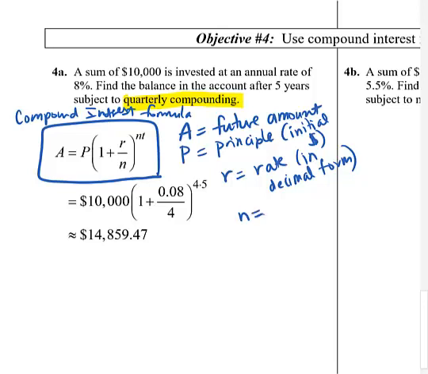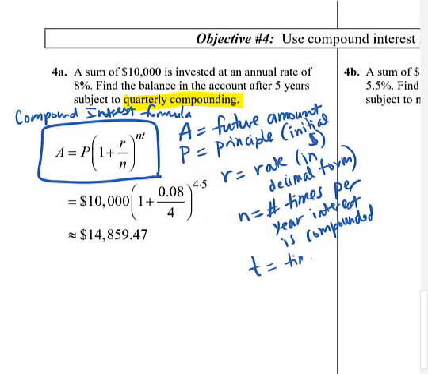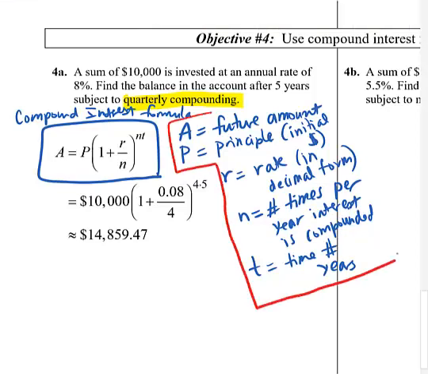And then N is the number of times per year interest is accrued or compounded. And they should say that in the problem. And then T, obviously, you can probably figure that out. That's time. How many years? Number of years that have passed. How long have you had this savings account, or how long have you had this loan? So that's kind of the key. You might have seen this before, so you probably already knew that stuff, but just in case.